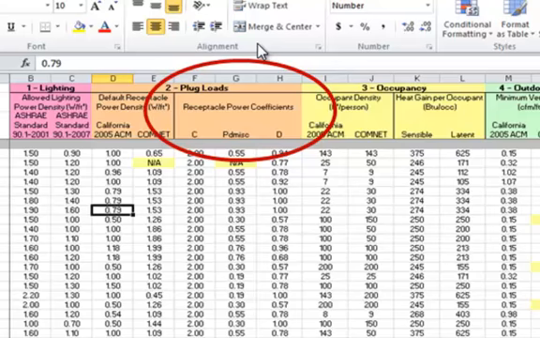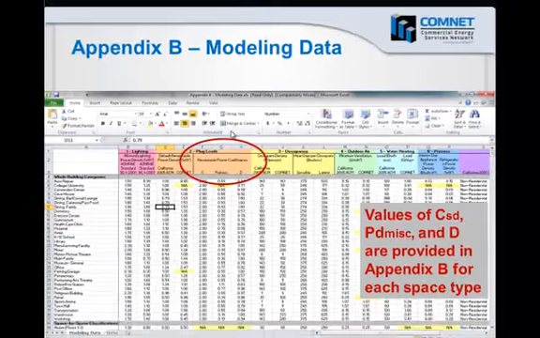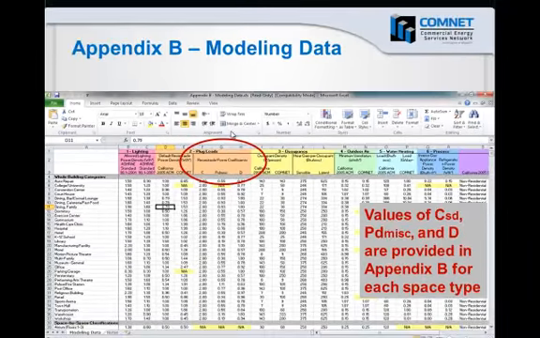These values are all taken from some work that the National Renewable Energy Laboratory did, published in their paper, methodology for modeling building energy performance across the commercial sector. So we're indebted to NREL for these values.